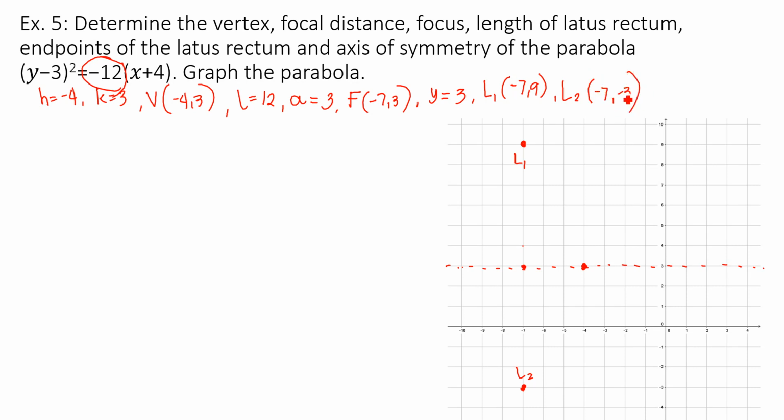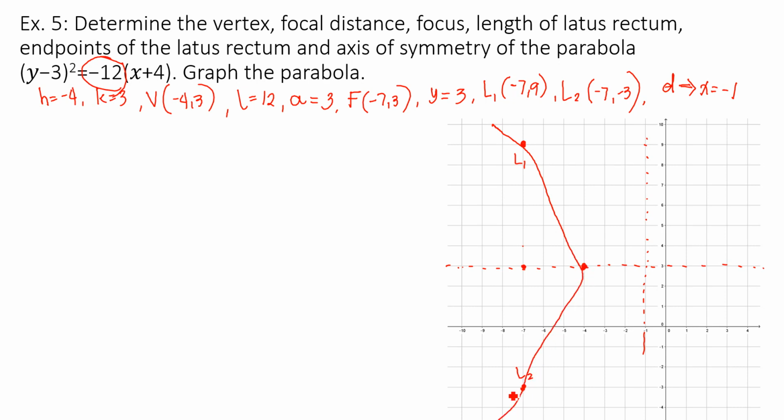And since this is 3 units, we are going to count 3 units here. 1, 2, 3 to determine the equation of the directrix. So the directrix has an equation of x equals -1. So let's try to connect those points. Something like this one.